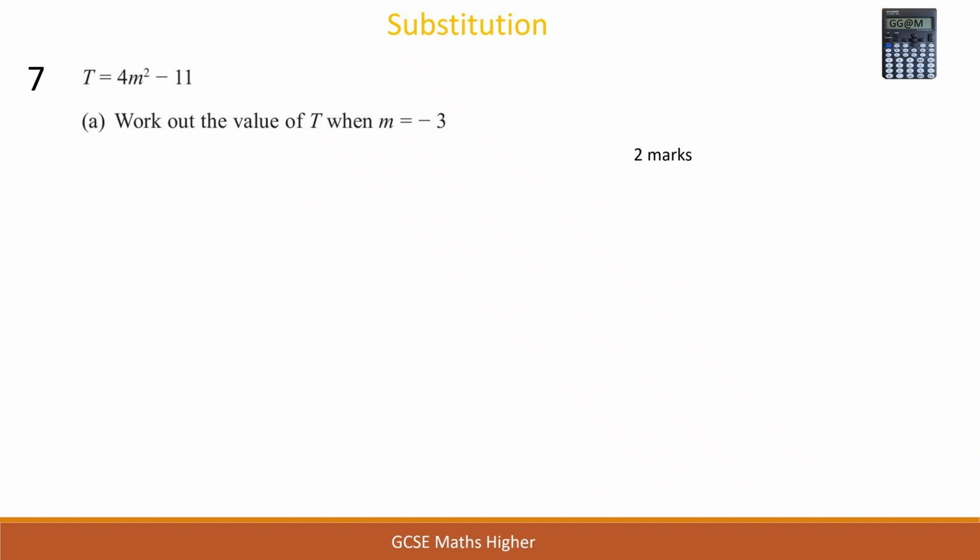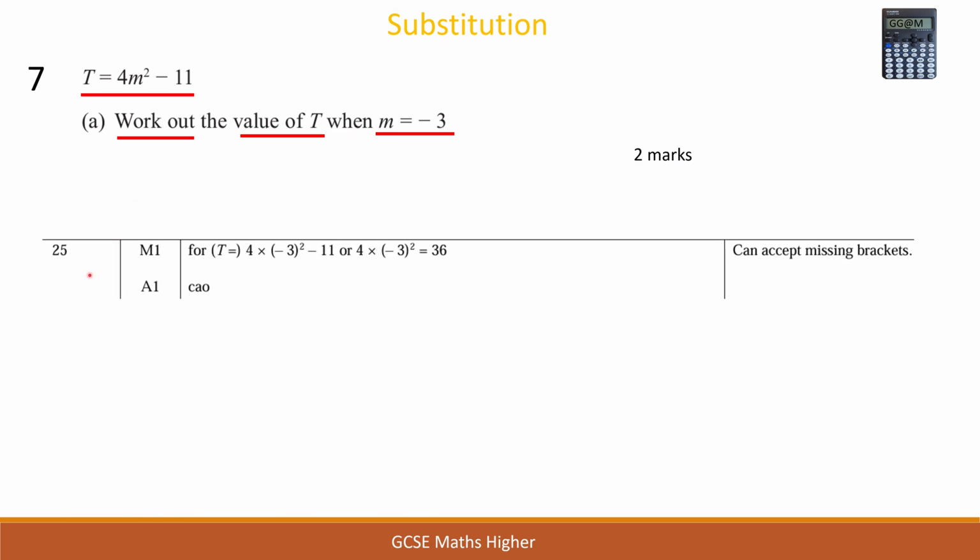In this question, we're looking at substitution. You're told that t is 4m squared, take away 11. You've got to work out the value of t when m is equal to -3, and this is worth 2 marks. Fairly straightforward question. You're just substituting, as the name suggests, the m into the expression. Have a go at doing it. Press pause and then press play when you're ready to hear the answer.